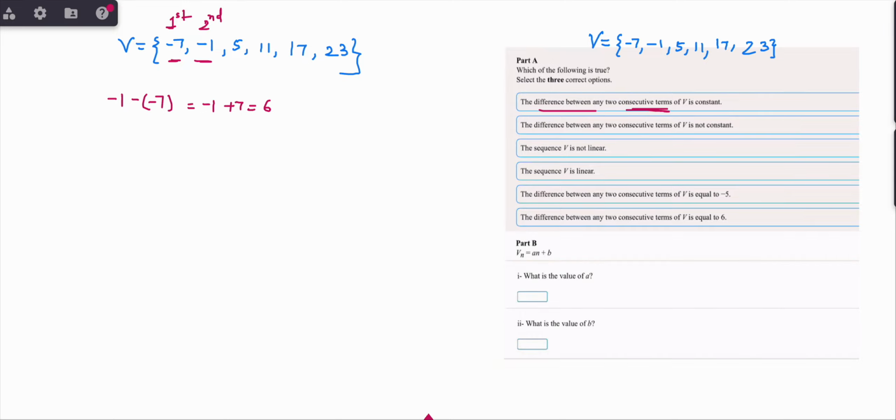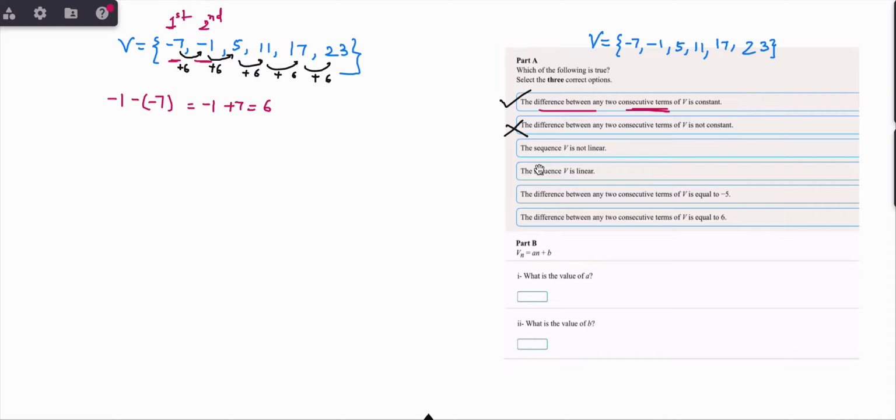Now, if I need to check whether this is the same throughout, so if I add 6 to this term, I'll get this term. If I again add 6 to this term, I get this term. Similarly, going on and on. So yes, the difference between any two consecutive terms of V is constant. This is correct. So saying this is not constant means it's wrong.